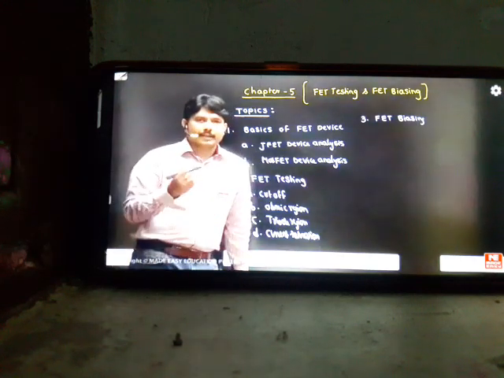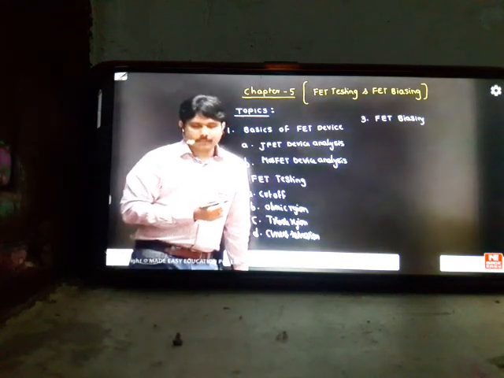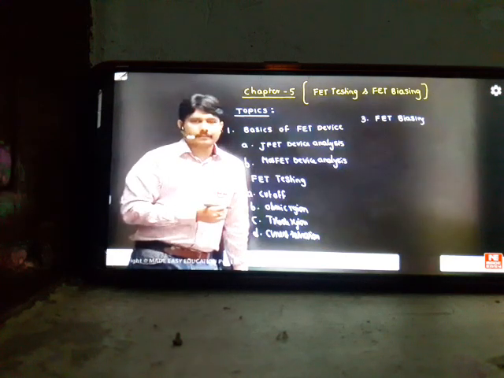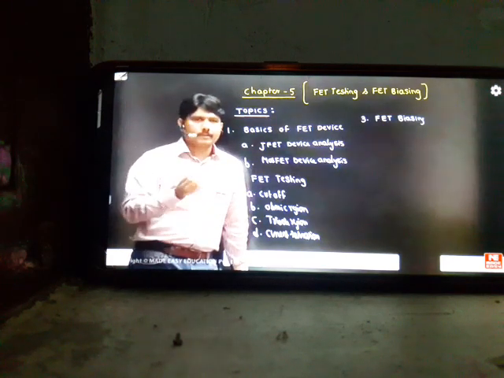Don't say like that, that JFET is not there in GATE EC. Because you don't know, JFET and depletion MOSFET are the same. If you study depletion MOSFET, JFET is completed. If you study JFET, depletion MOSFET is completed. Both are similar to each other here.